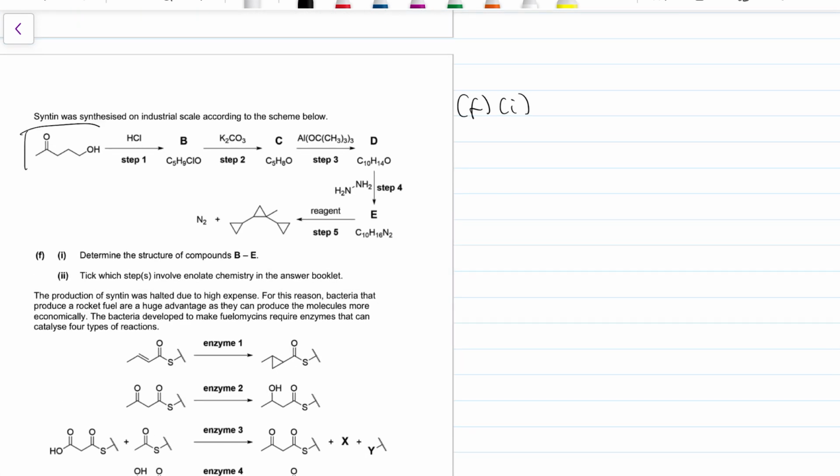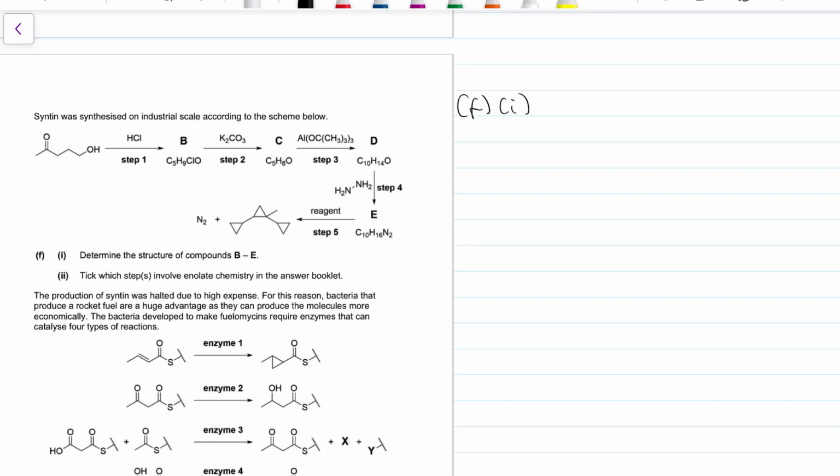Firstly, we're starting off with this molecule, some ketone and an alcohol, and we're treating it with HCl. I think important here is to look at the molecular formulae. If we look at this, we see we've only got one oxygen and a chlorine in molecule B. So we know one of the oxygens is going to be lost.